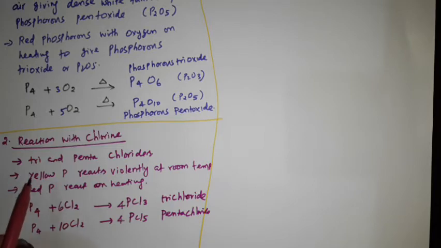So reaction with chlorine, normally yellow phosphorus reacts violently even at room temperature. You need not heat anything. Just allow it to react, it will react violently. Then red phosphorus will react on heating only. So finally we will get the products trichloride and pentachloride. Okay students.